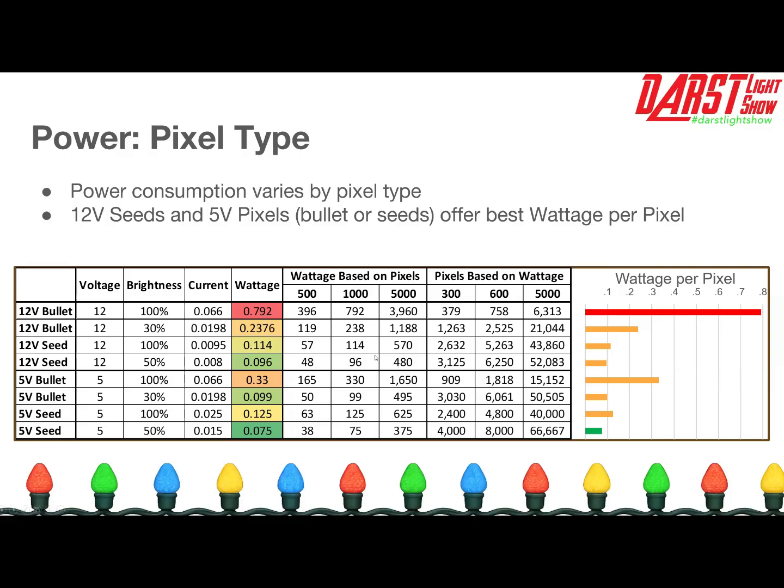So, let's go here. If we look at 12-volt seeds at 50%, so third and fourth lines down, you get about 5,200 pixels at 100%, about 6,200 at 50%. Not a whole lot of difference. So when it comes to seeds, you're not seeing a huge reduction in power usage when you turn your brightness down. But what you do see is that even on a 12-volt system, I can now get roughly the same number of pixels as I could with 5-volt seeds at 30%.